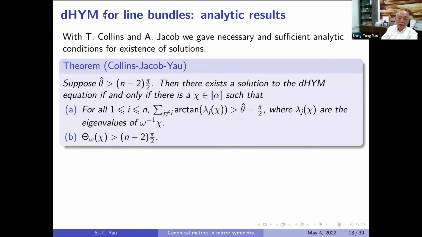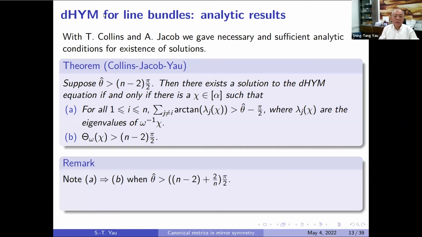So condition A, and then condition B is that the total sum we defined there is bigger than (n−2)π/2. These are the two conditions we wrote down that are necessary and sufficient for the solution of the deformed Hermitian-Yang-Mills condition.